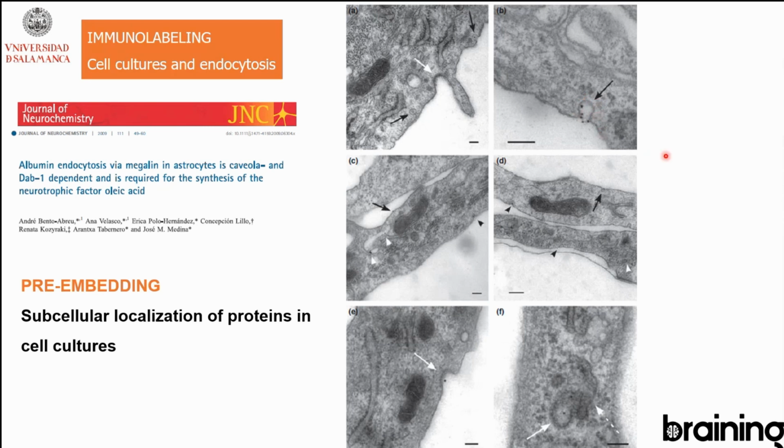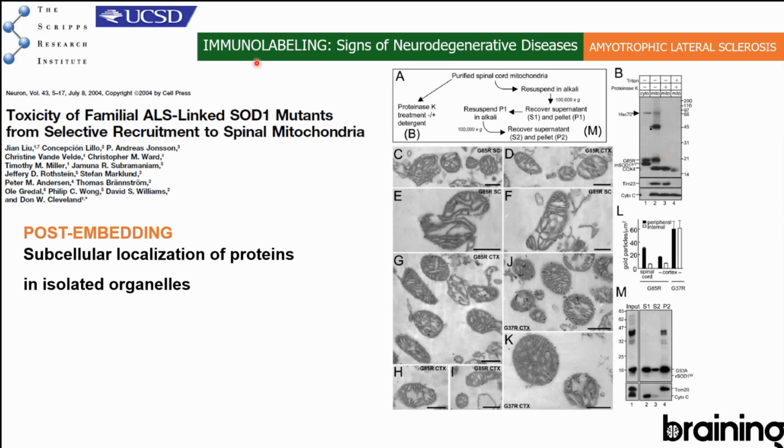Okay, and I'm finishing. This is another example of immunolabeling. In this case, it's post-embedding. We isolated mitochondria. I already showed you one of these pictures before. Once you isolate the mitochondria, embed them, and then section, you can do immunolabeling on those. And we detected differences in the localization of proteins in the inner membrane and the outer membrane of the mitochondria of different animals, actually mutated animals.